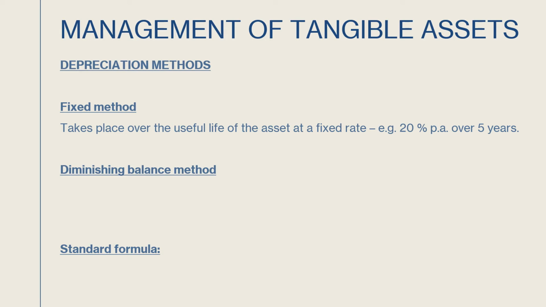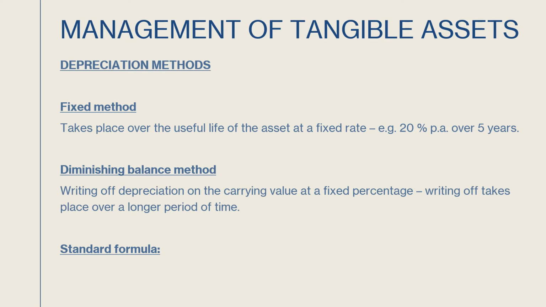It's a constant rate. Then your diminishing balance method is where we're going to write off depreciation on the carrying value at a fixed percentage. Also, your percentage is going to stay the same, but it's going to take you a bit longer to write off this asset over a longer period of time because you are using the diminishing balance method. So your asset tends to last longer, because your carrying value will decrease every single year.